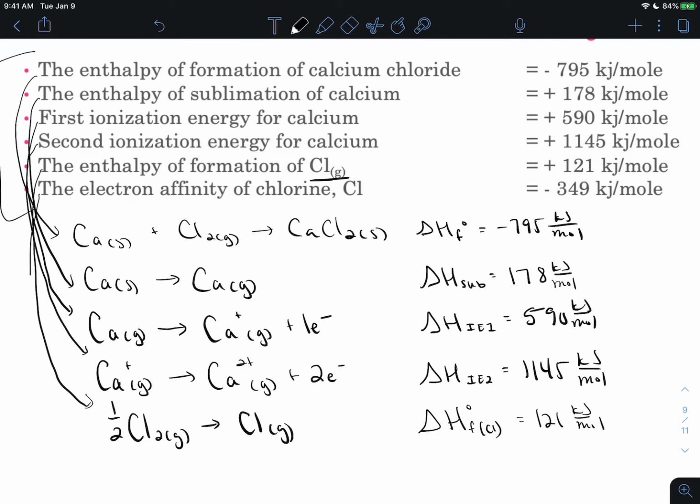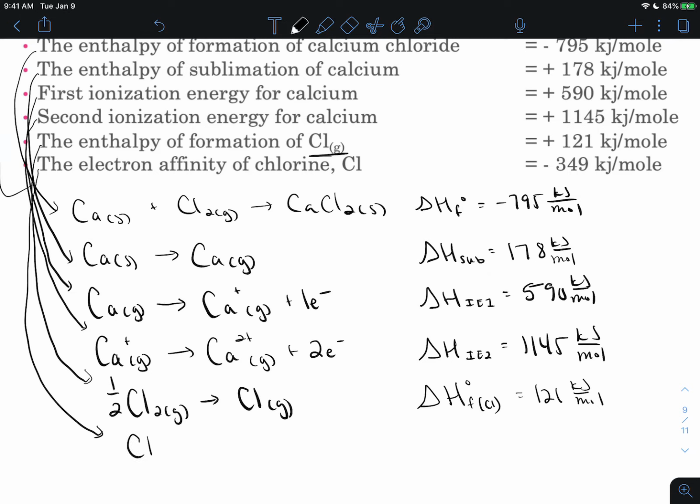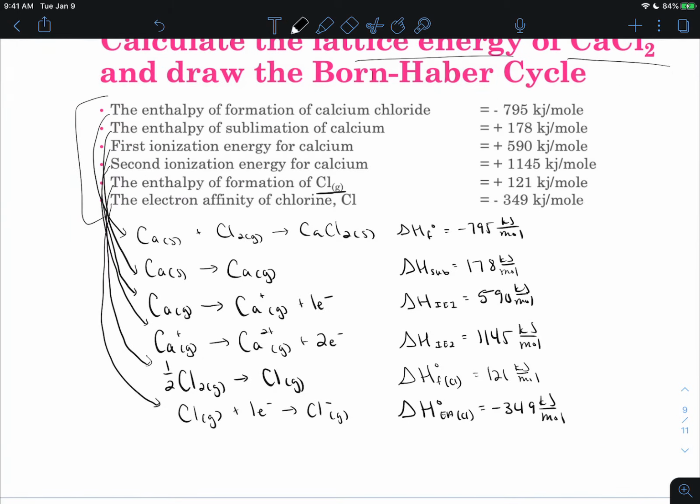And then the electron affinity, that's taking one chlorine in the gaseous phase, adding one electron to produce one chlorine ion in the gaseous phase. And that's our electron affinity of chlorine. And that's equal to negative 349 kilojoules per mole. So we need to take into account how much of everything we have when we're doing this. Now, all of these are going to go into our Born-Haber cycle.